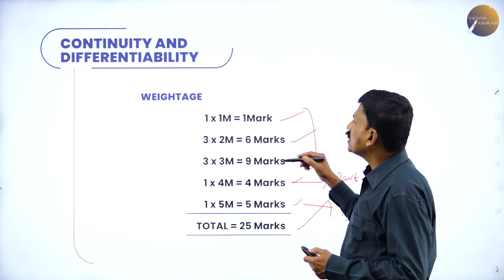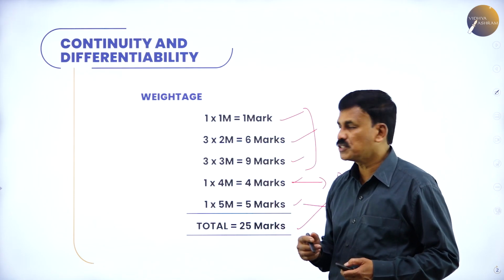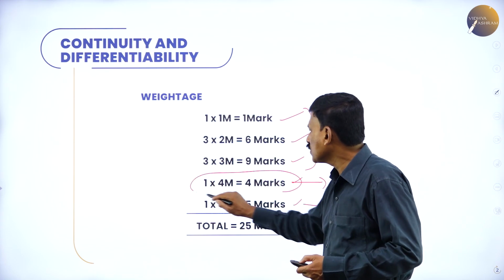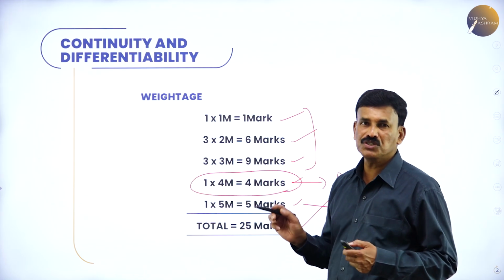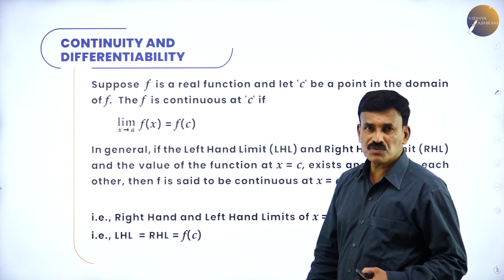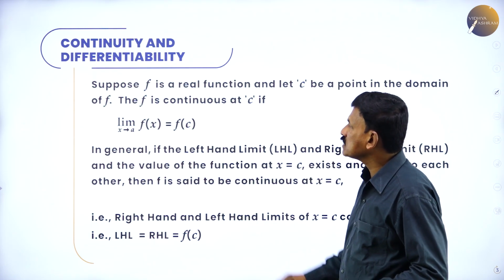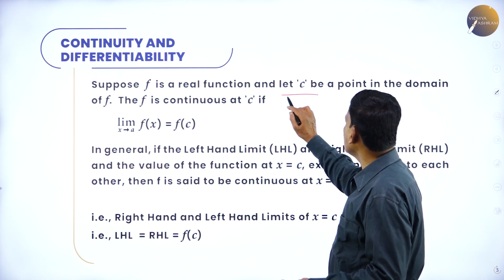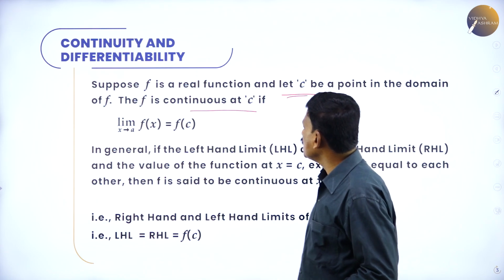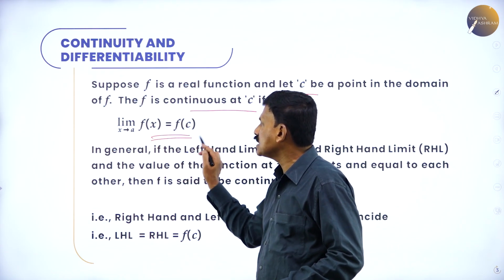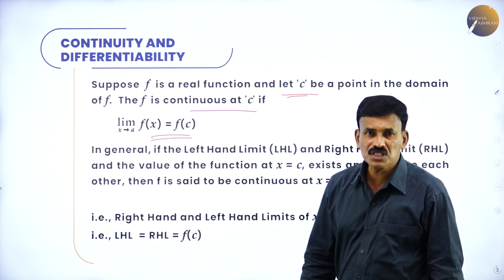Now, before going to the differentiability, let us know regarding the continuity. Let us discuss regarding the 4 marks question. Usually, you will get one 4 marks question from continuity. Now, what is the definition of a continuous function? Suppose f is a real function and let c be a point in the domain of the function, then f is continuous if the limit exists and is equal to the functional value.